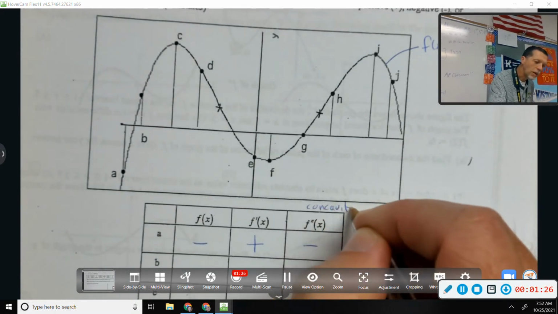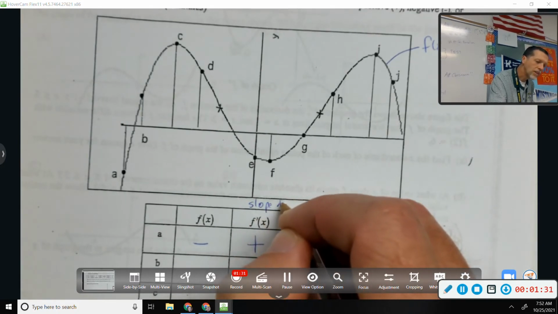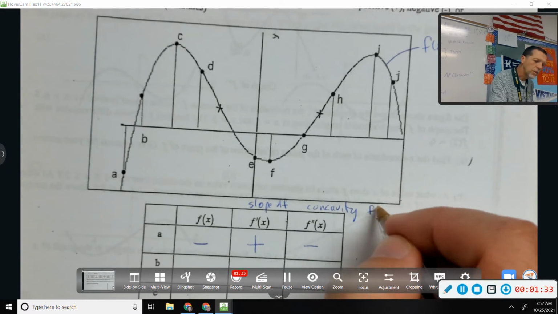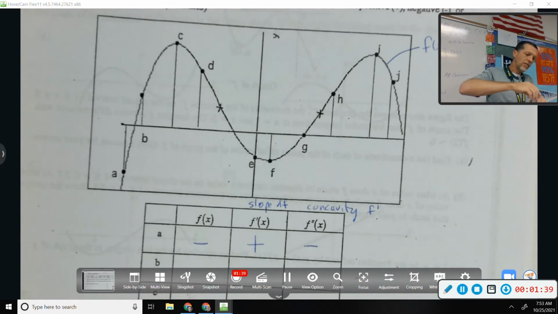In fact, maybe we could just relabel these. F prime is the slope of f. F double prime is the concavity of f. Whoops, not the concavity of f prime. That would be... Concavity of f prime would be like f triple prime, so we're not worried about that.